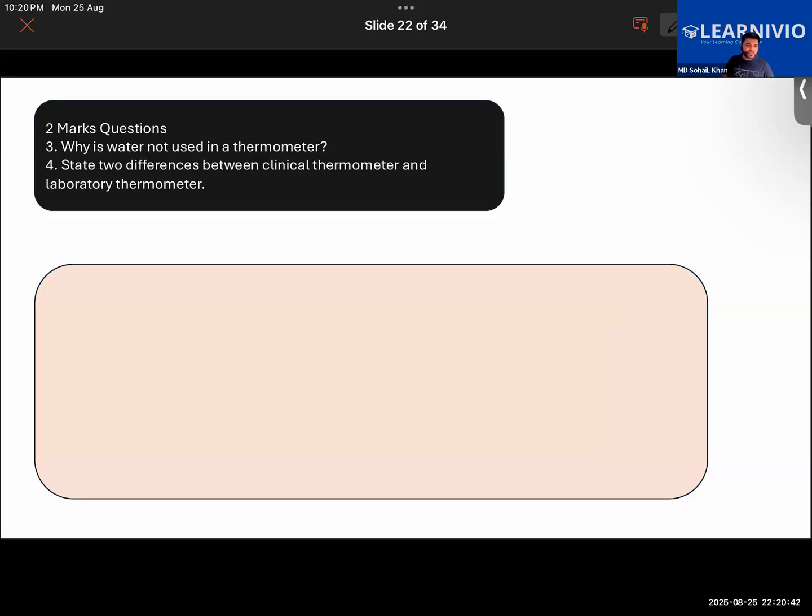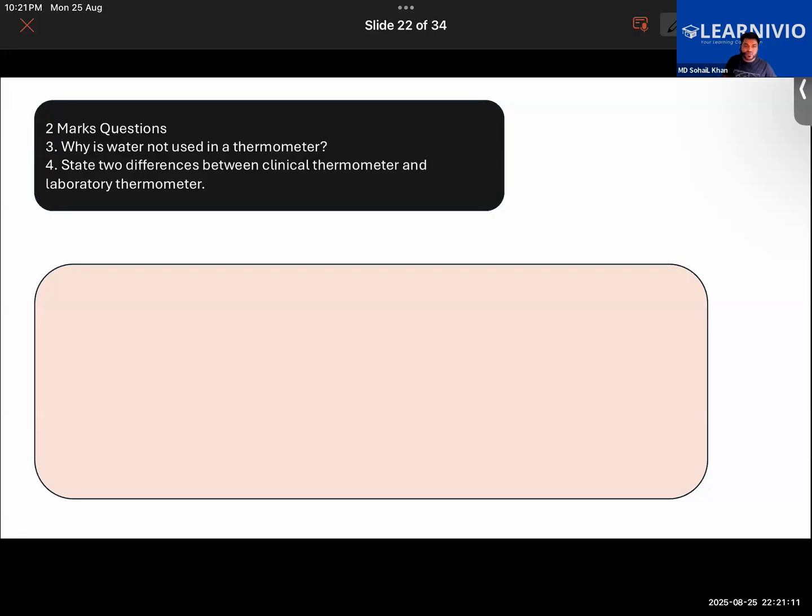Basically, water will freeze at 0 degrees Celsius and boil at 100 degrees Celsius. So it can measure only temperatures between this range, and that is not useful, because thermometers need to measure very low as well as very high temperatures. Okay? So let's write down the answer to this question.